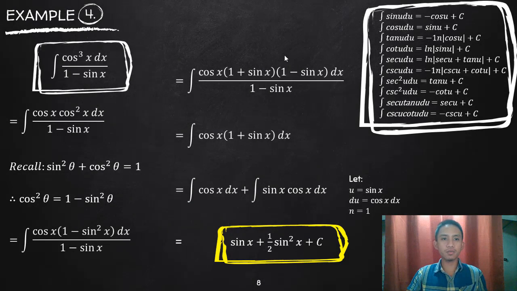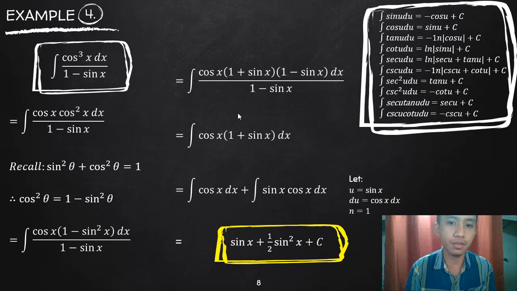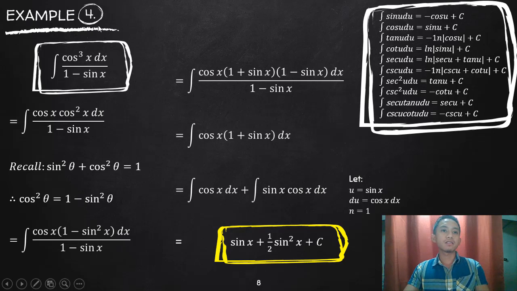Example number 4. This will be your final. Your fifth example will be your sheet work, for you to try if you understood how to apply these formulas. So number 4, let's try to have this. Again, there is no ready formula for this, so let's try to simplify first. Cosine cubed of x times dx all over 1 minus sine x.